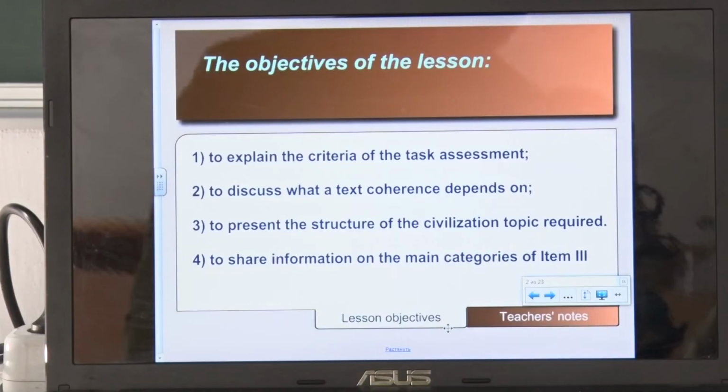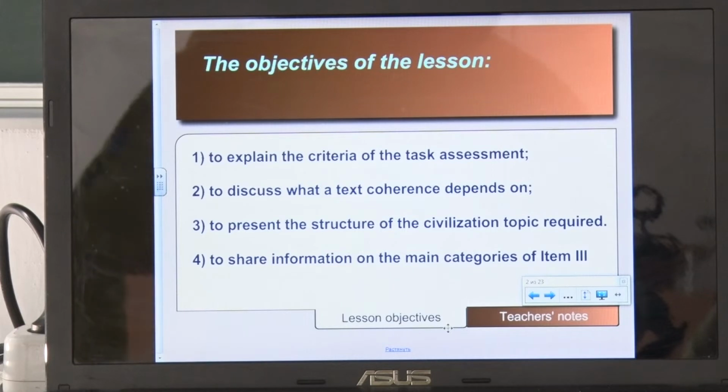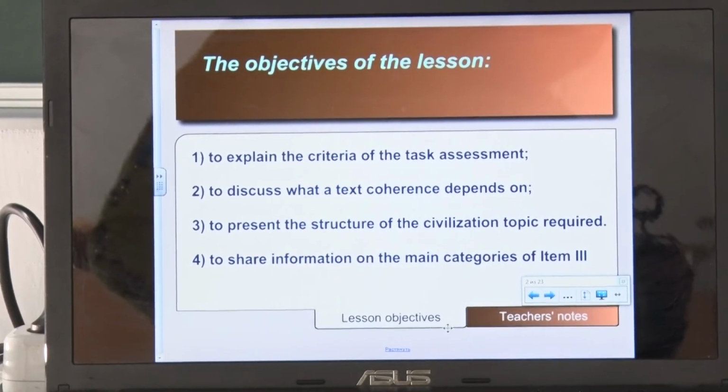There are 4 objectives of the lesson. The first one: today at the lesson I am going to explain the criteria of the task assessment. Next I am going to discuss what text coherence depends on. And the third, to present the structure of the civilization topic required. Finally, at the lesson, I am going to share information on the main categories of item 3, which is on my opinion.